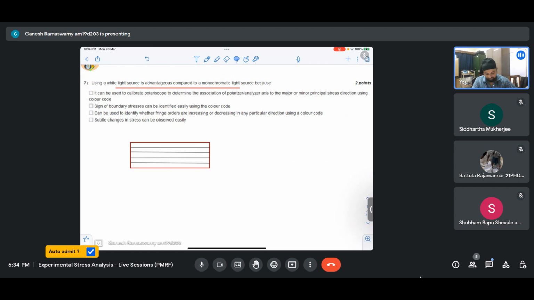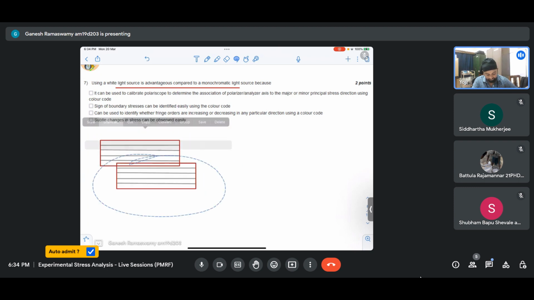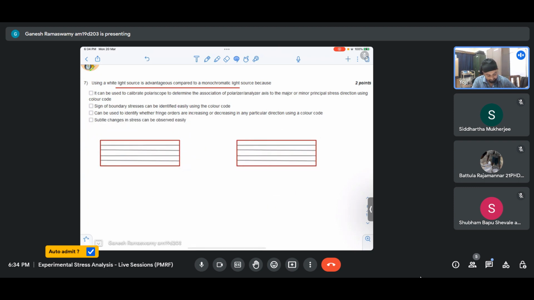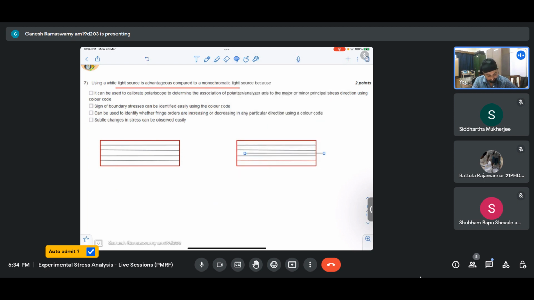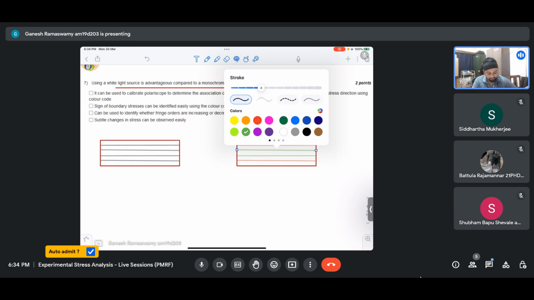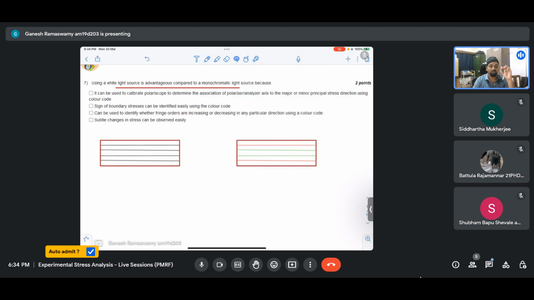However, if we were to replace this with white light, then we would be able to see that, for example, this will be somewhat different in color. So we will be able to see color variation across fringes, in which case we can develop color calibration tables for a standard model. Once we do that, we can apply the same to an unknown problem. So it can be used to calibrate the polariscope to determine the association of the polarizer.